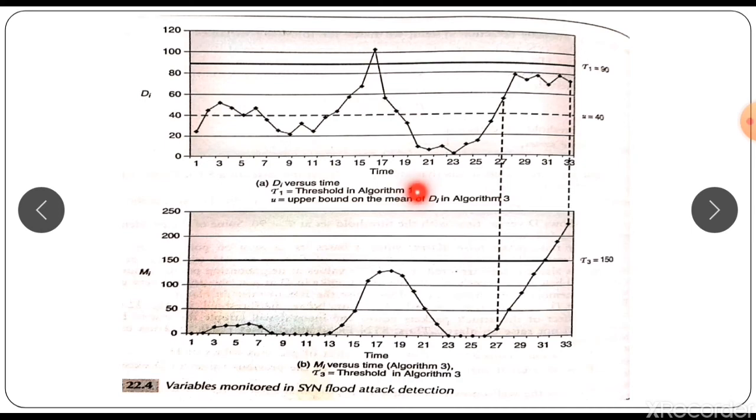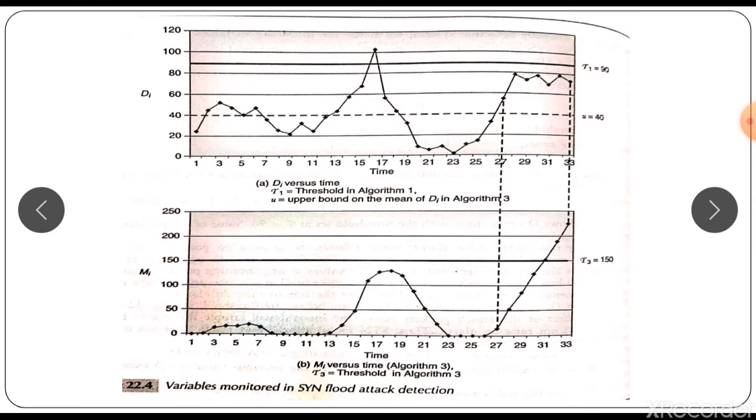So in the second diagram, which is time against the value of mi, we have set a threshold T3, which is equal to 150. So at time 1, if you observe this diagram, di value is less than u, which is 40. So mi value will become 0, because we are showing only this part of the diagram corresponding to this.